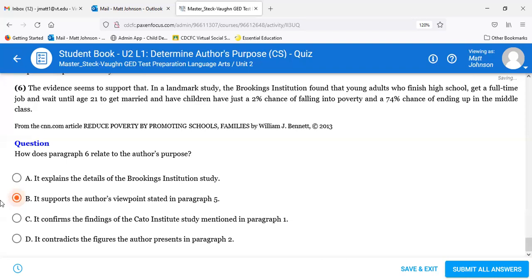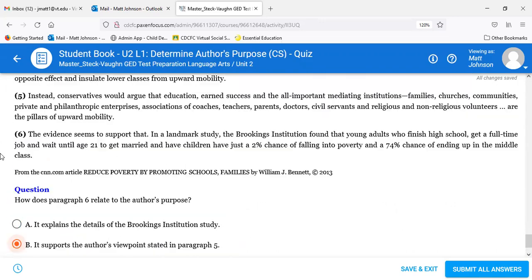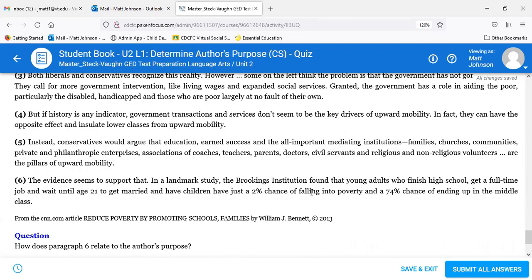B. Yeah. So he says in 5, conservatives would argue that education earns success in the all-important mediating institutions: families, churches, communities, private and philanthropic enterprises, associations of coaches, teachers, parents, doctors, are the pillars of upward mobility. So he's making that point. Right there at the top, education is a pillar of upward mobility. He uses paragraph 6, and the evidence seems to support that. In a landmark study, the Brookings Institution found, talking about young adults and the completion of high school. I see that as the two bookends, the problem being poverty and the solution being education. And he's pointing to the statistic about completing high school.